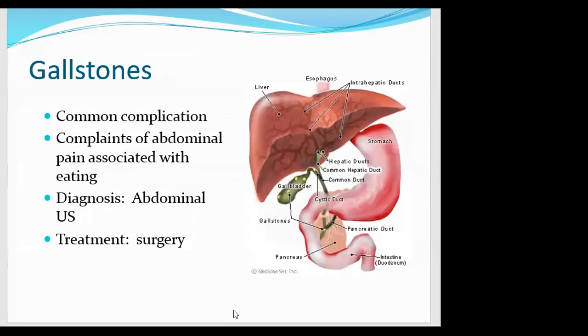Gallstones are another complication of sickle cell disease, and this is a patient who's presenting with abdominal pain, and it's always associated with eating. They just have severe abdominal pain. Gallstones need to be in the differential, probably next to other things, like sickle cell crises and constipation. But you're going to do an abdominal ultrasound, and the treatment for that is surgery. They just take the gallbladder out. The reason why children with sickle cell disease have problems with their gallbladder and need it removed is that as those sickled red blood cells pop, they let off bilirubin.